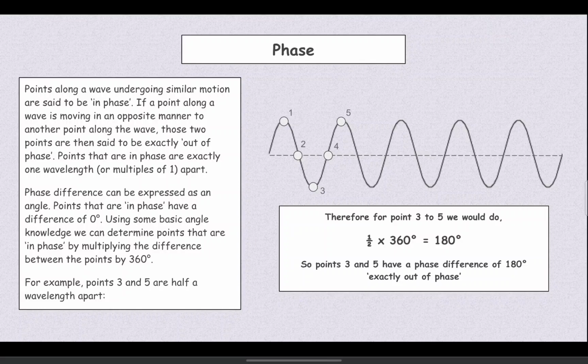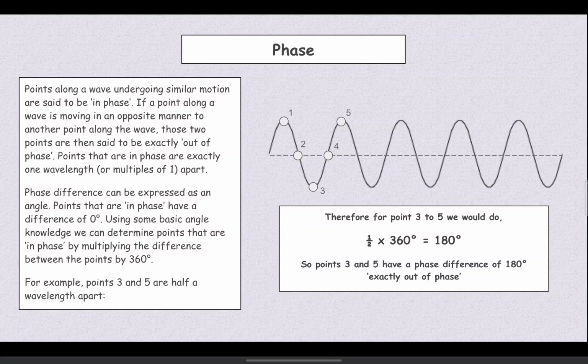I'll read the blurb out to the left. Phases, points along a wave undergoing similar motion, are said to be in phase. If a point along a wave is moving in an opposite manner to another point along the wave, those two points are said to be exactly out of phase. In phase points are exactly one wavelength or multiples of one apart. Phase difference can be expressed as an angle.